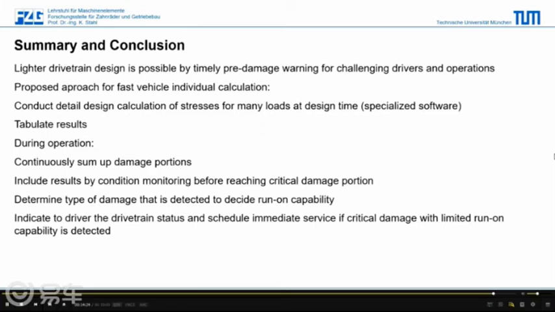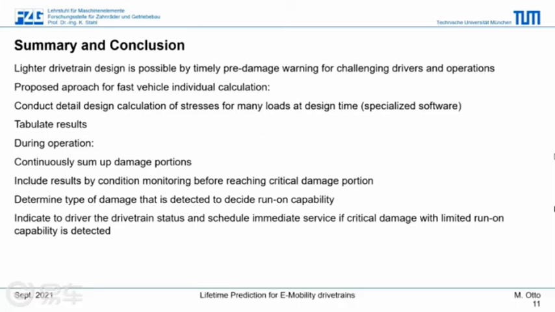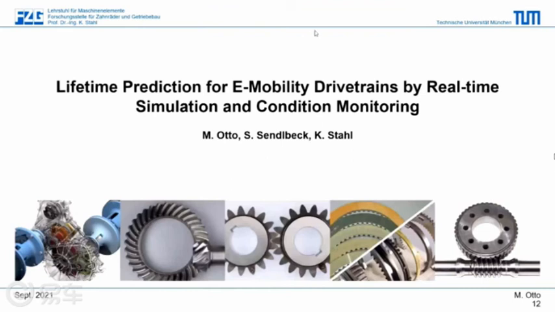Then tabulate the results. And during operation, use a continuous summing up of damage portions and include results by condition monitoring before reaching critical damage portion. And on this basis, it should be possible to determine the type of damage that is detected, decide on run-on capability, and then indicate to the driver the drivetrain status and schedule an immediate service if a critical damage with limited run-on capability is detected.